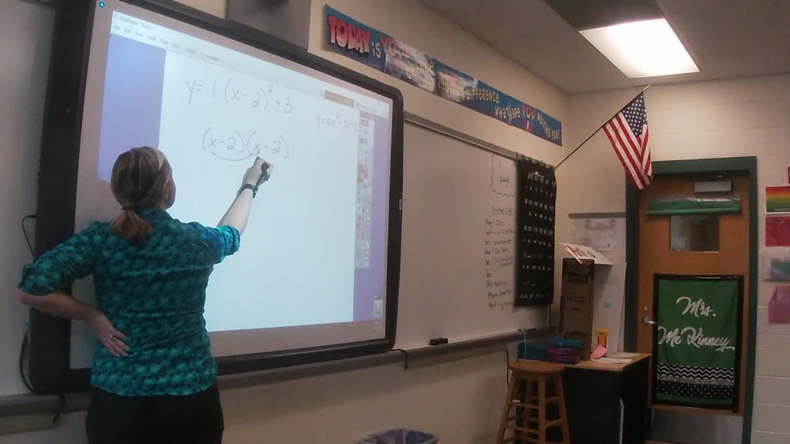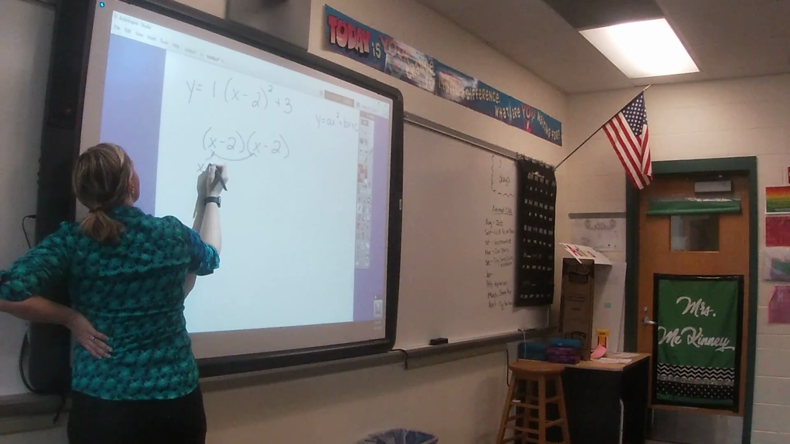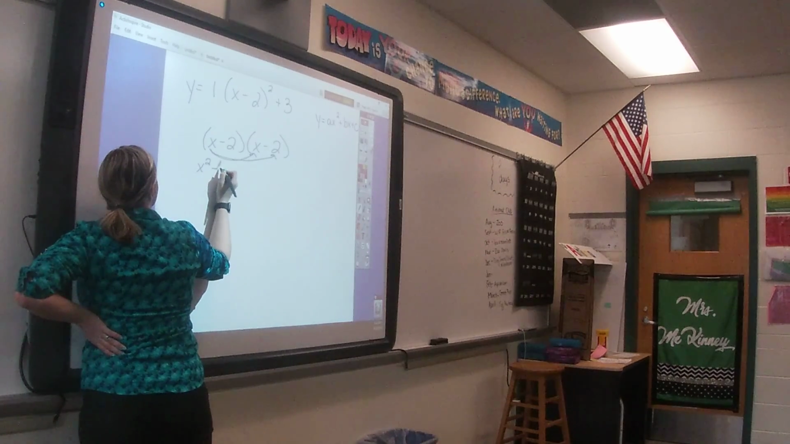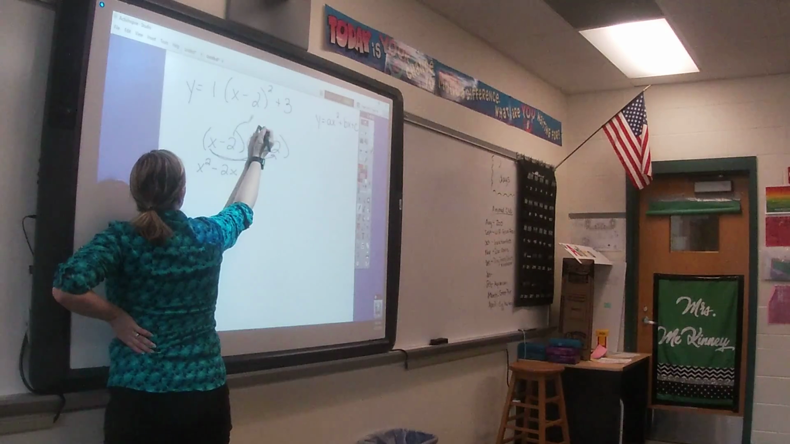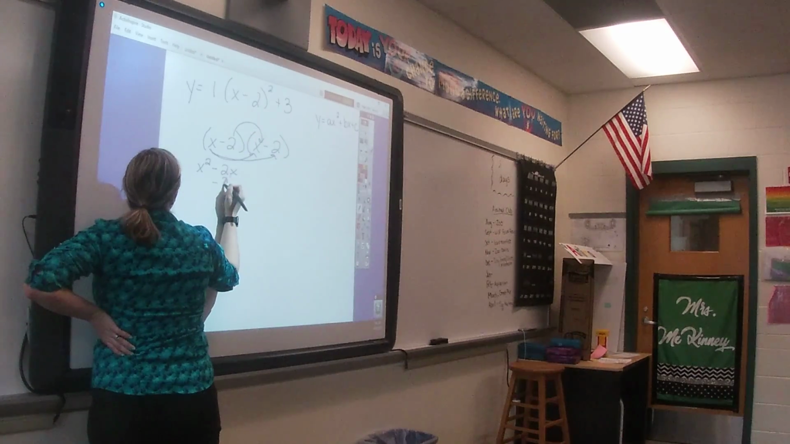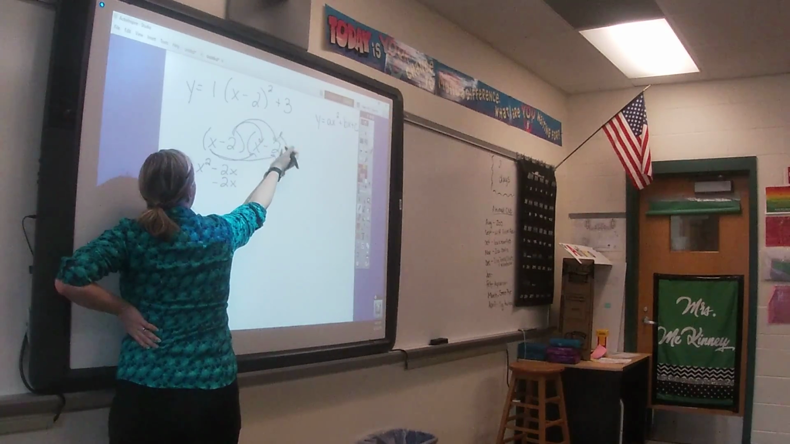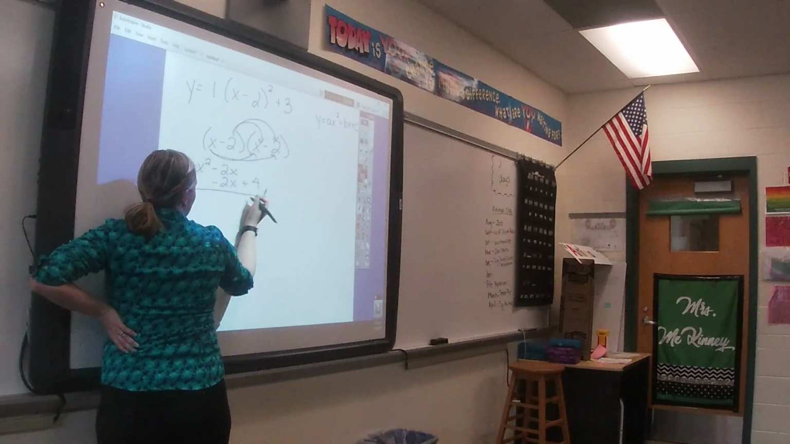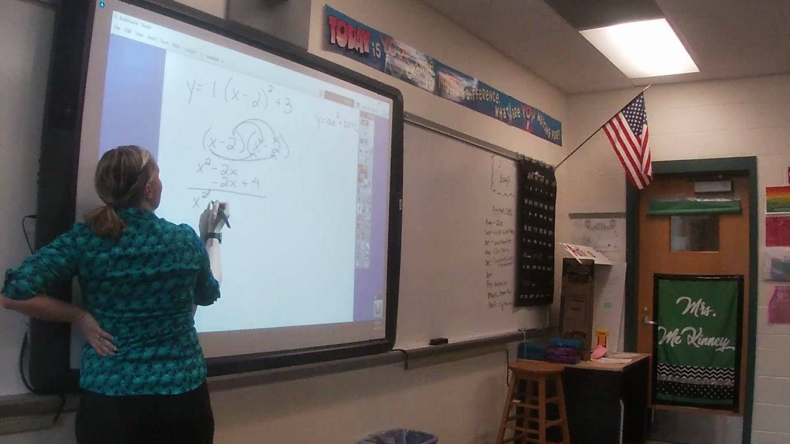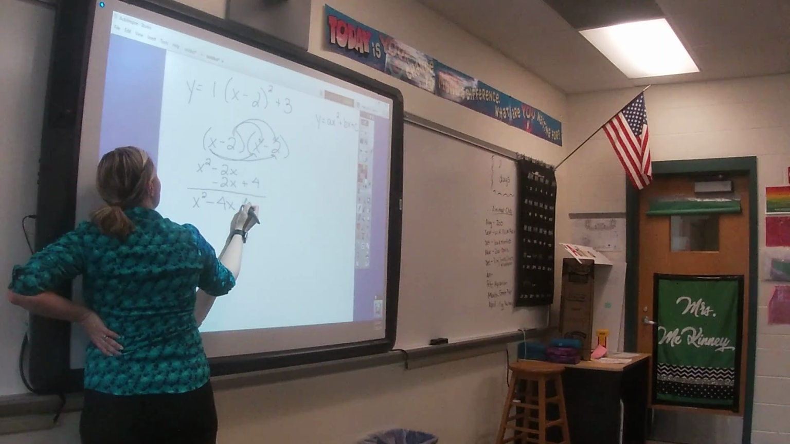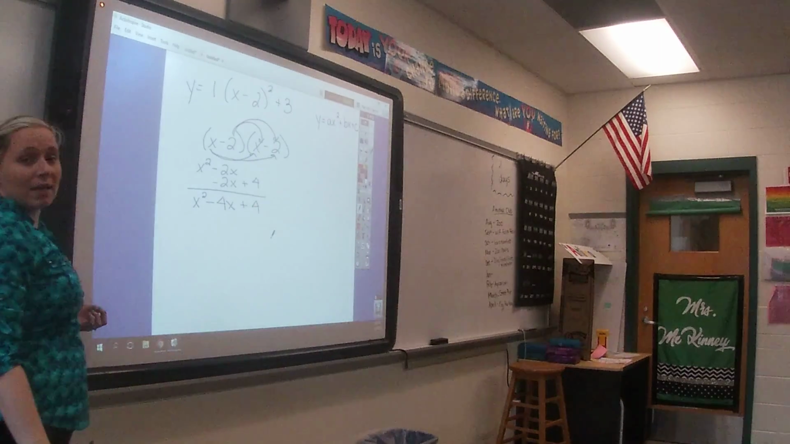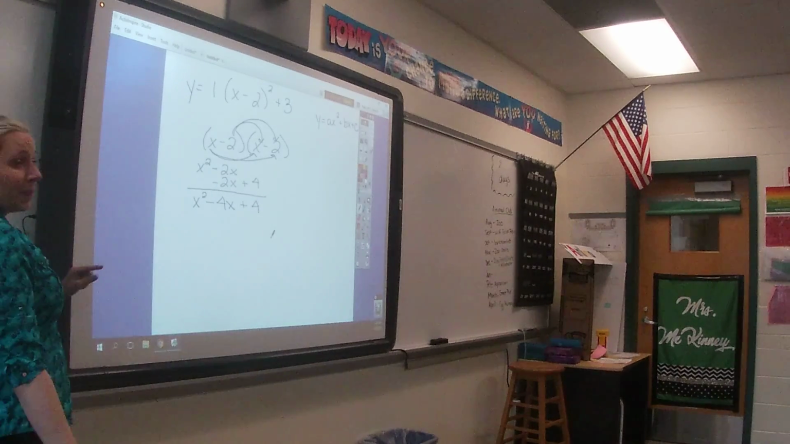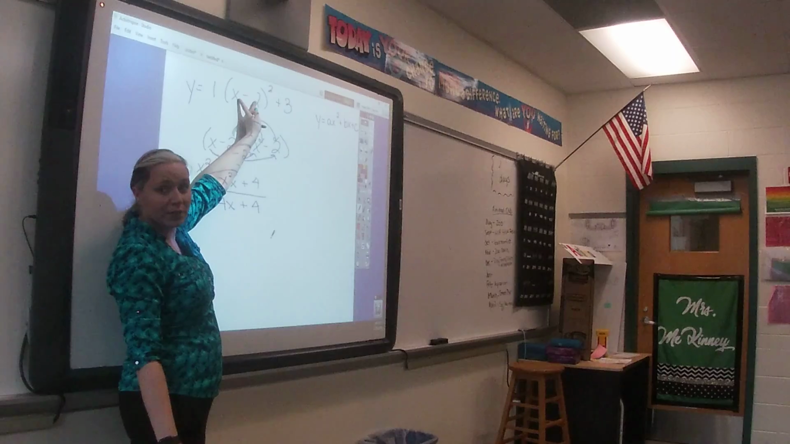So x times x is x squared. X times negative 2 is negative 2x. Negative 4. No, positive 4. Okay, so that becomes x squared minus 4x plus 4. But we're not done yet, because all I did was simplify the x minus 2 squared.